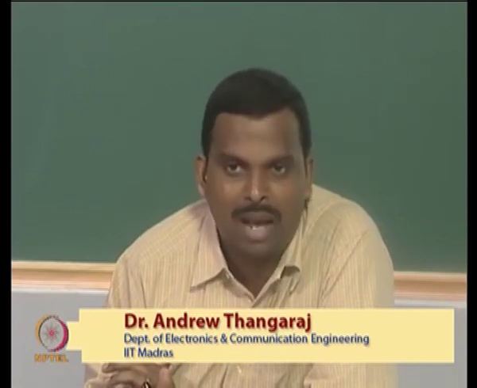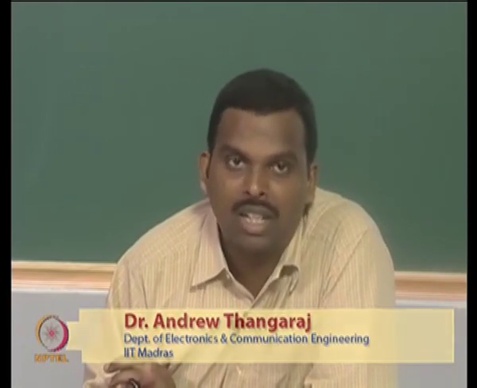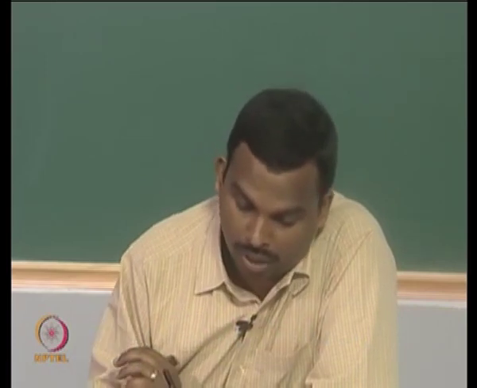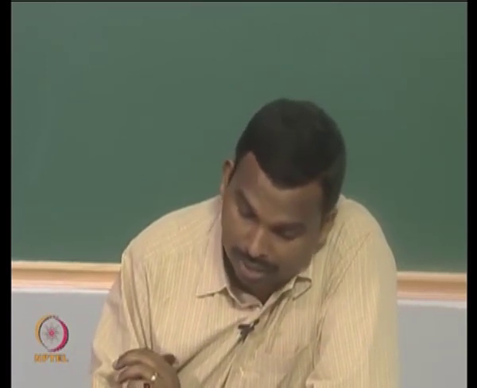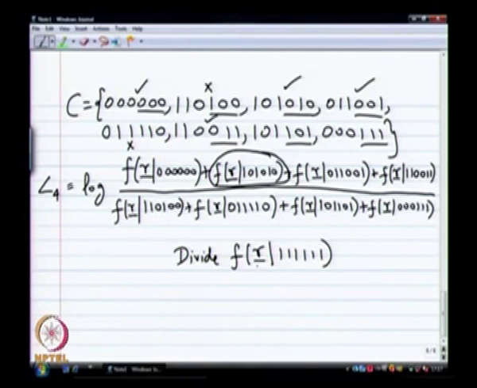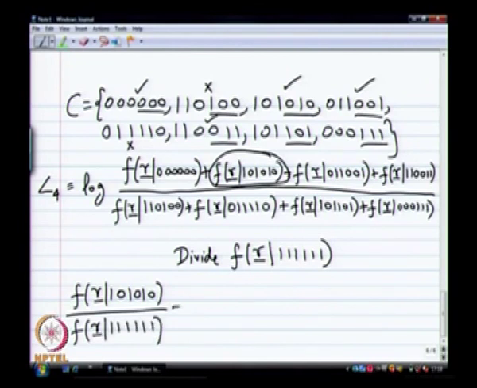I am going to show how that happens, maybe for one term, and then you will see how it works in general. So let us pick this term here and divide by this and see what happens. f of r given 1 0 1 0 1 0 divided by f of r given 1 1 1 1 1 1. The constant I will ignore, since we have gotten rid of it.